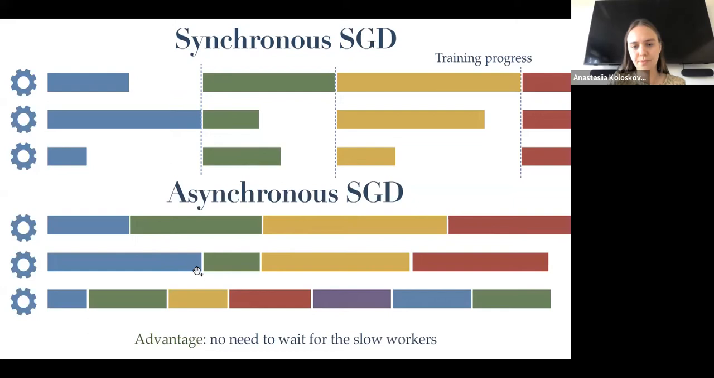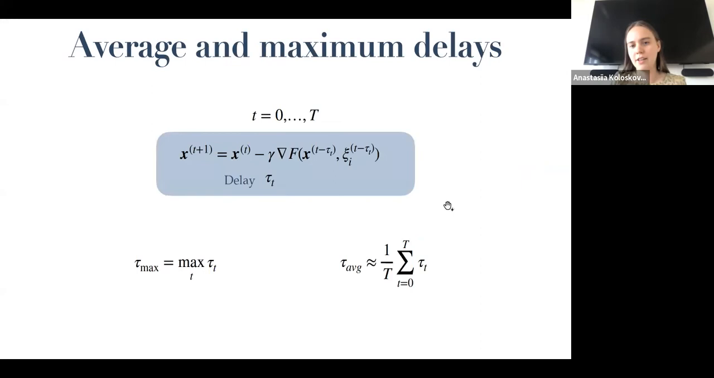Okay, so this is all good. And the question is what happens with the convergence rate, right? Because if you use some delayed gradients, it might hurt you. And this is what we try to answer in this paper. But before going to the convergence rate, we need to define two quantities. So this is our algorithm, and we define the maximum delay as the maximum over all delays which you saw during your training, and the average delay as the average of them.